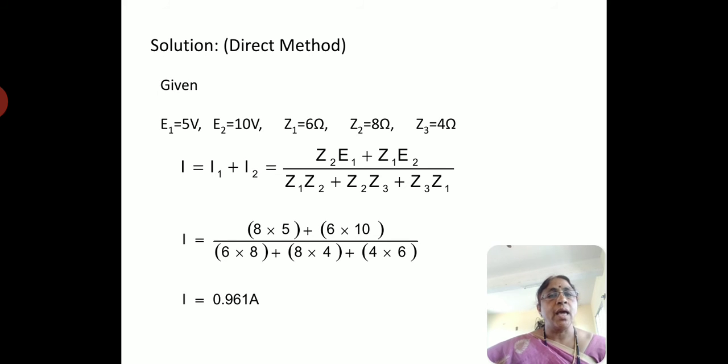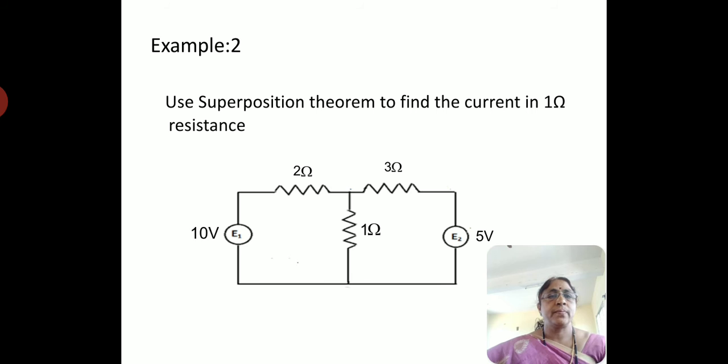So you can use the direct method, or the other method, that is by replacing one source and finding the current, then replacing the other source and again finding the current I2, and finally you add these two currents, and you will get the current passing through the 4 ohm resistance.